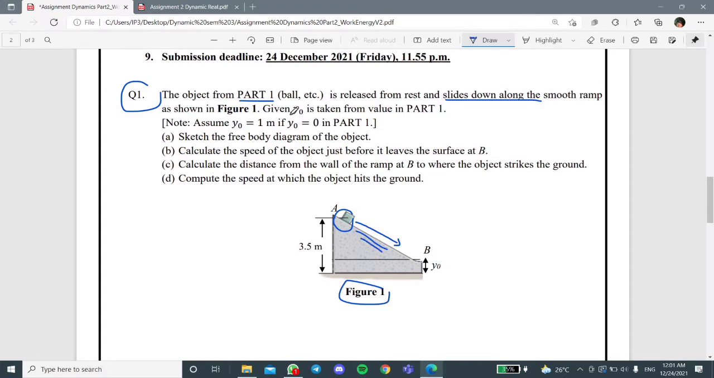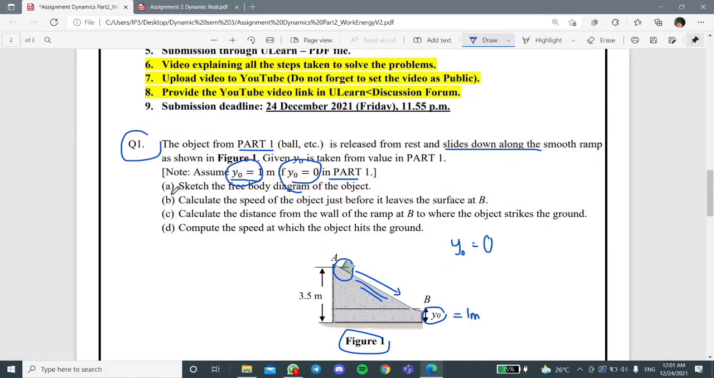Given y0 is taken from the value in part 1. Assume y0 is equal to 1 meter if y0 is equal to 0 in part 1. In our part 1, y0 is equal to 0. So, in these questions, we assume y0 is equal to 1 meter.